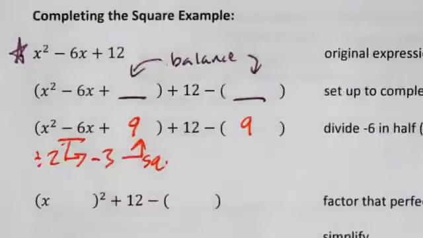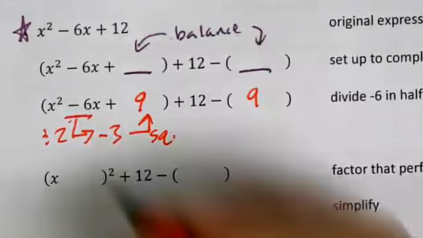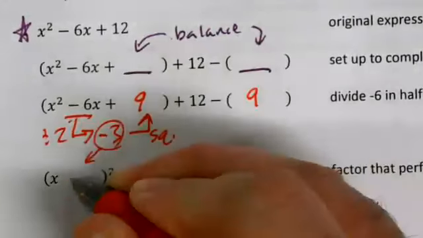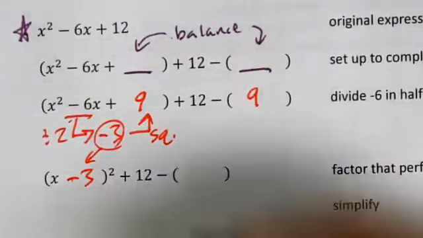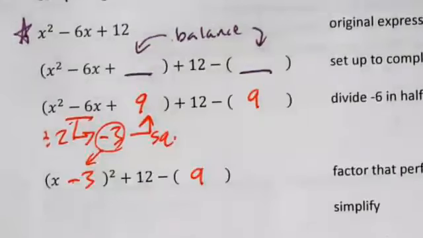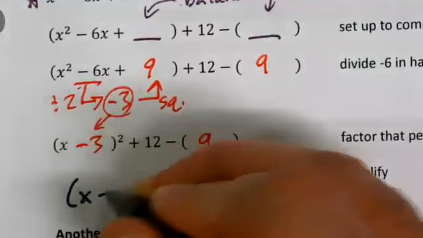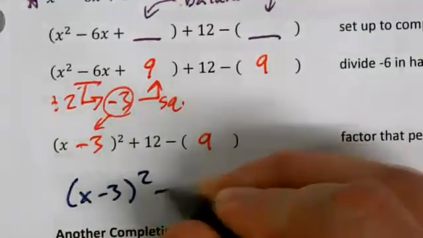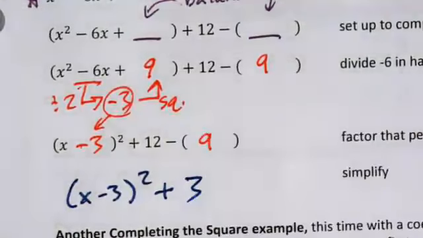Well, this is great because now this parenthesis factors using that shortcut, and it's really easy to factor. That just becomes x minus 3 squared. That 9's still sitting over there. And all we have to do now is clean it up. That's x minus 3 quantity squared plus 12 minus 9 is 3. And there we go.